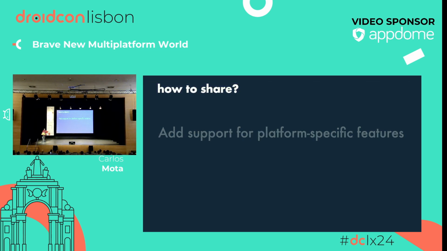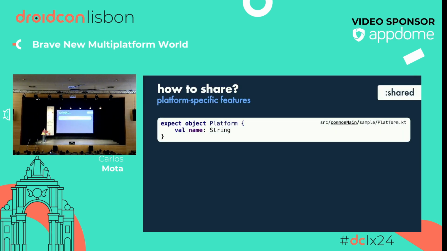How to share? Add support for platform-specific features. When you talk about Kotlin Multiplatform, there is always a joke that you need to use expect and actual. So how does this work? Imagine a simple example here. I'm running my app on Android and I want to see Android written. If I'm running my app on iOS, I want to see iOS written there, on desktop, and so on.